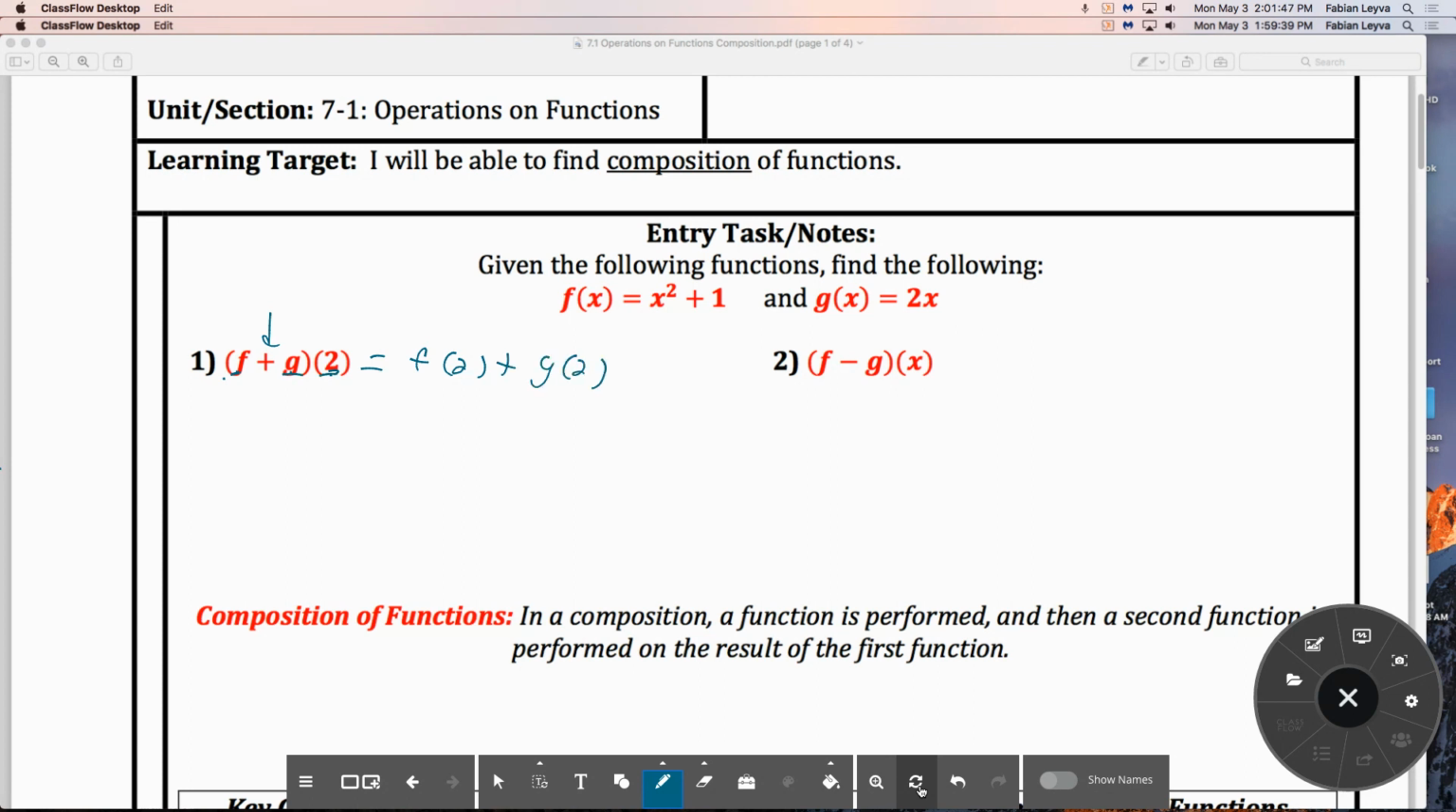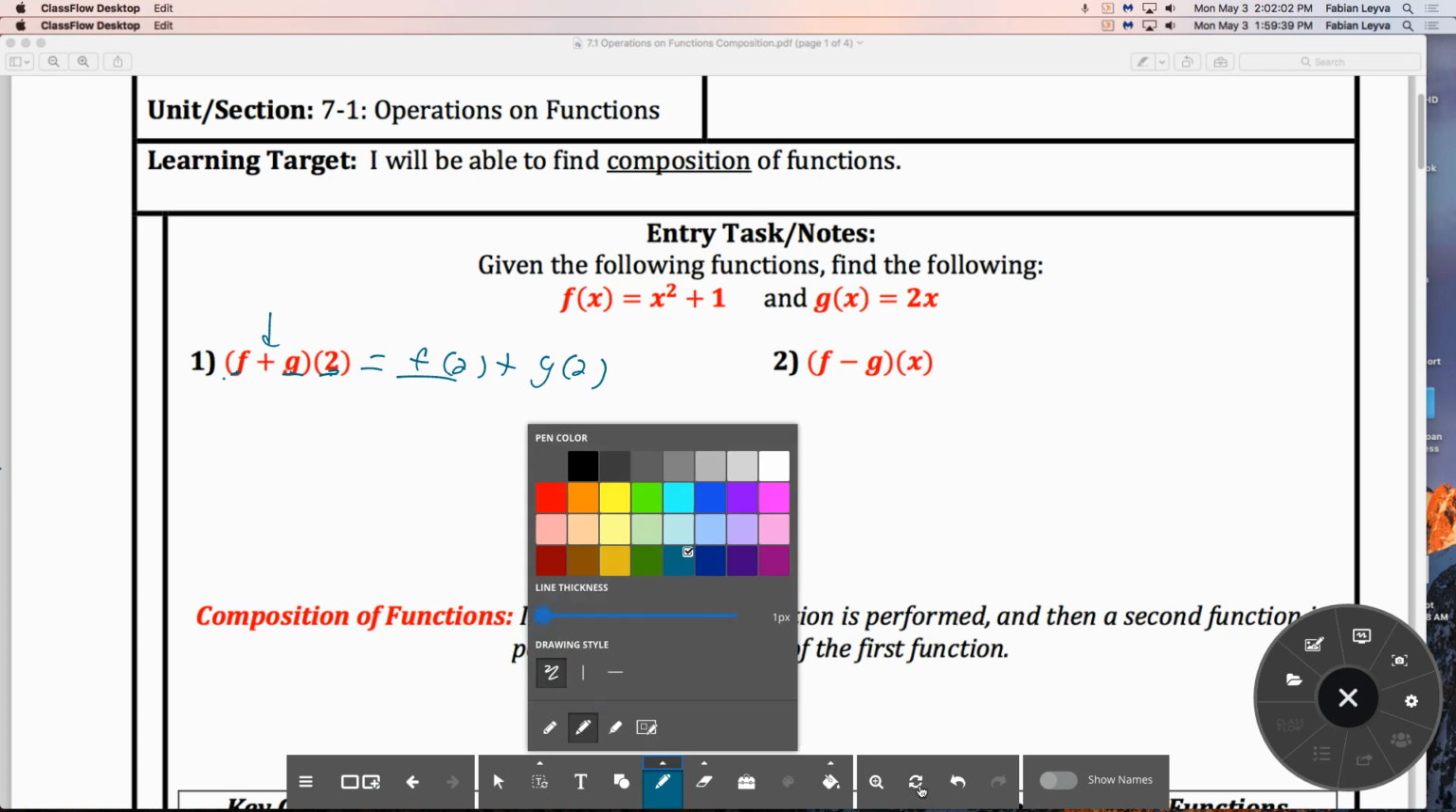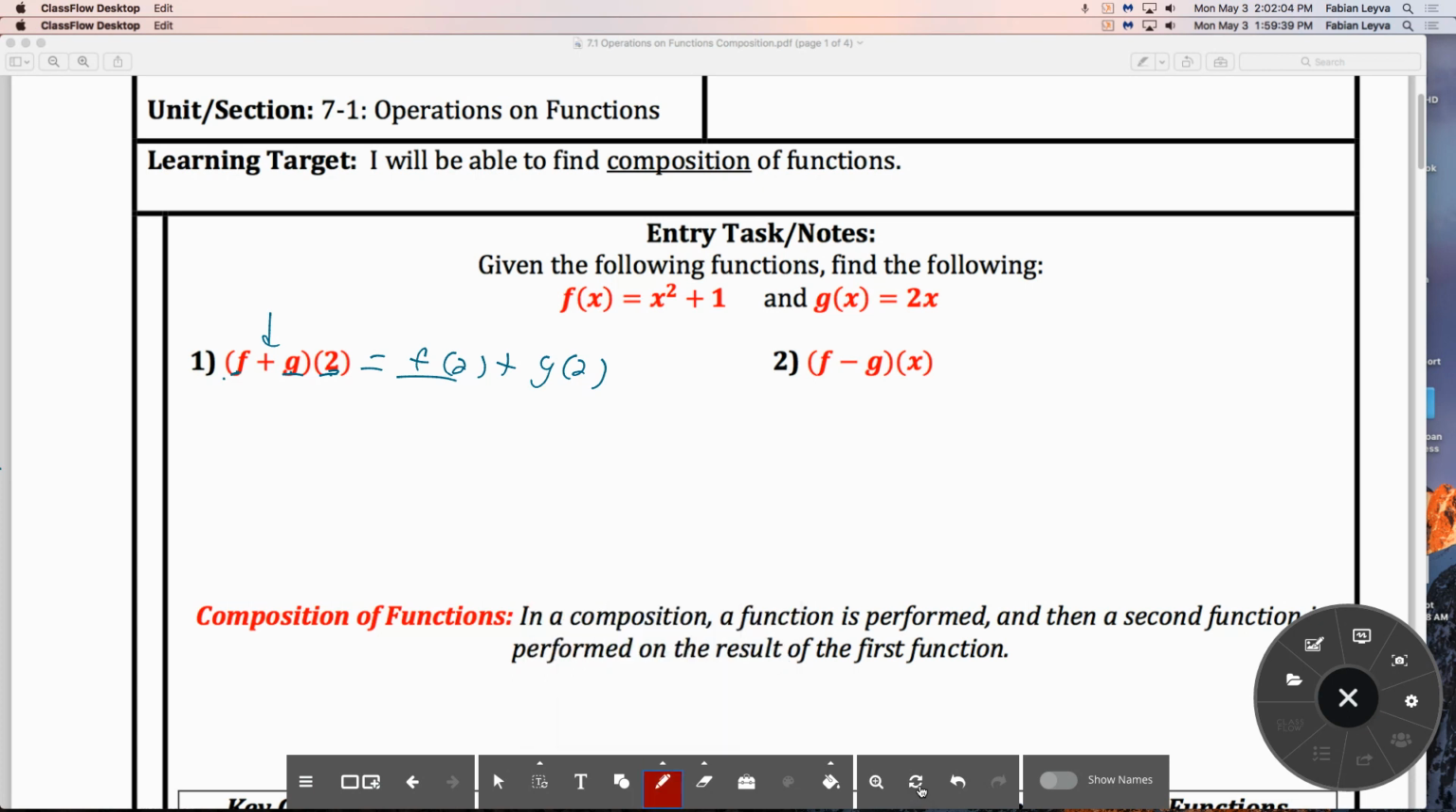So for some reason, whenever I write it out, and I think that it's standard or common sense, it makes a lot more sense of what I need to do. I need to find what f of 2 is, so I need to plug in 2 into the f function. Then I need to add it to g of 2. So I need to plug in 2 into the g function. So let's do all that mess, but let's do it one step at a time.